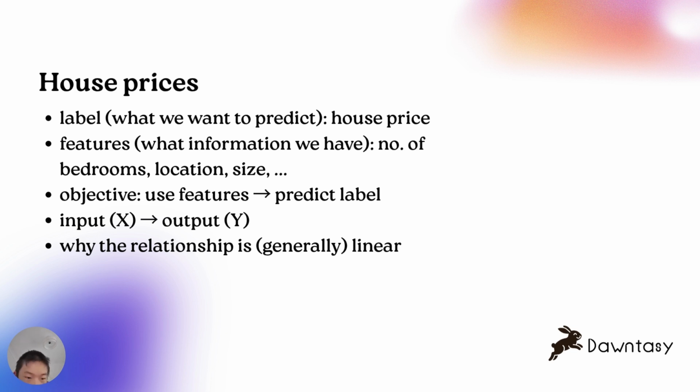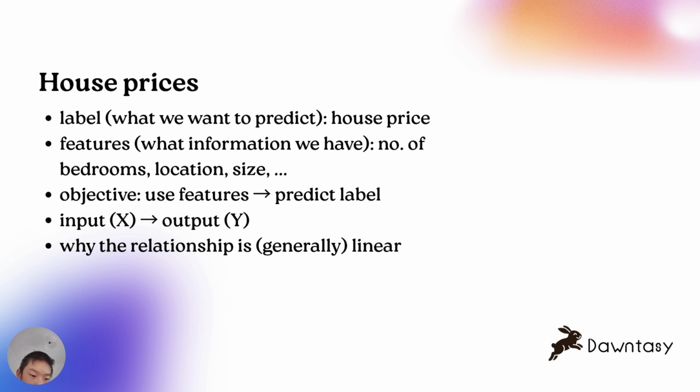And imagine what we have is the features. So we know what the number of bedrooms are, the location, the size, whether there's a pool or not. There's a bunch of information or features that we have, in which our objective is to use these features and find a relationship between the number of bedrooms, the location, and the size, and the house price to finally predict the house price, because that's our end goal.